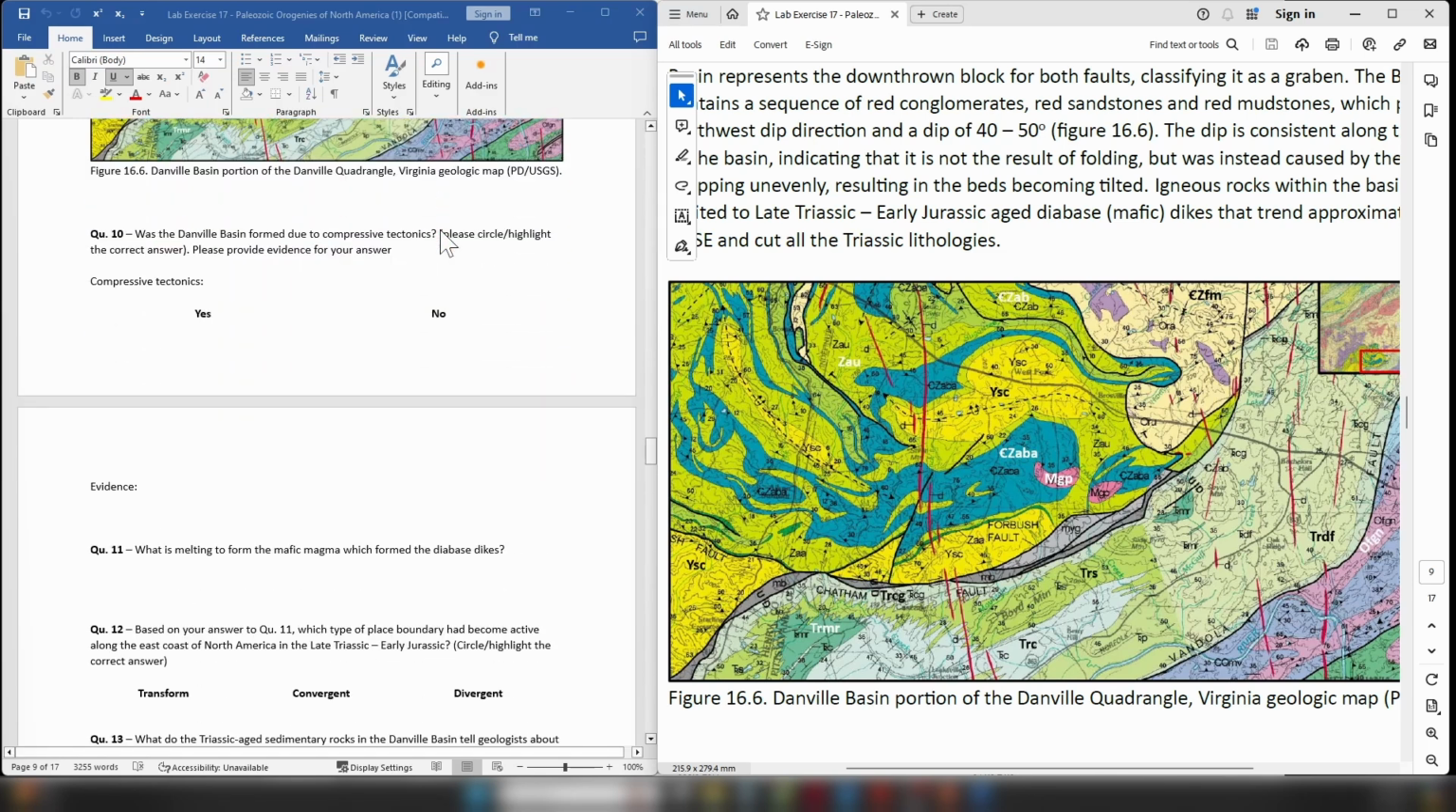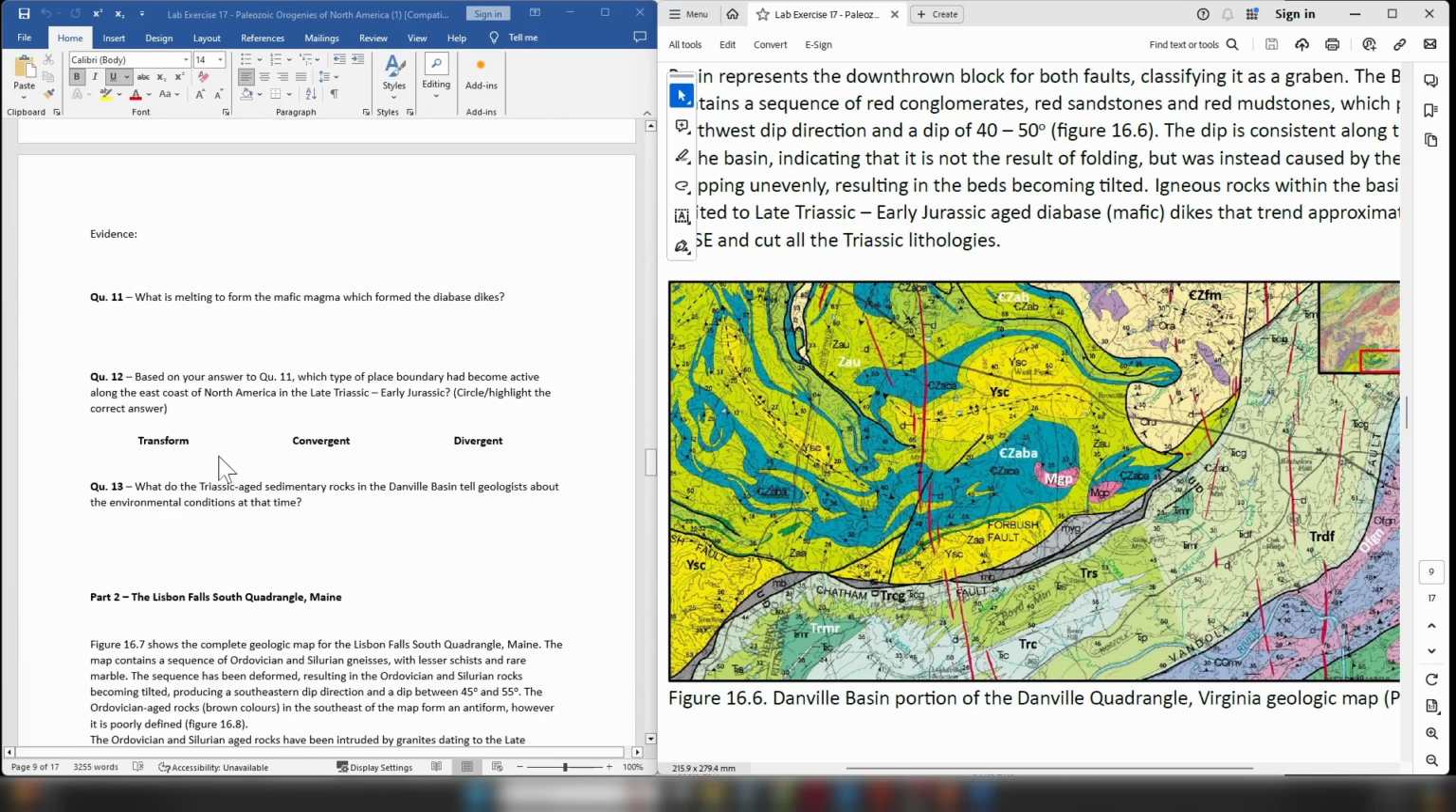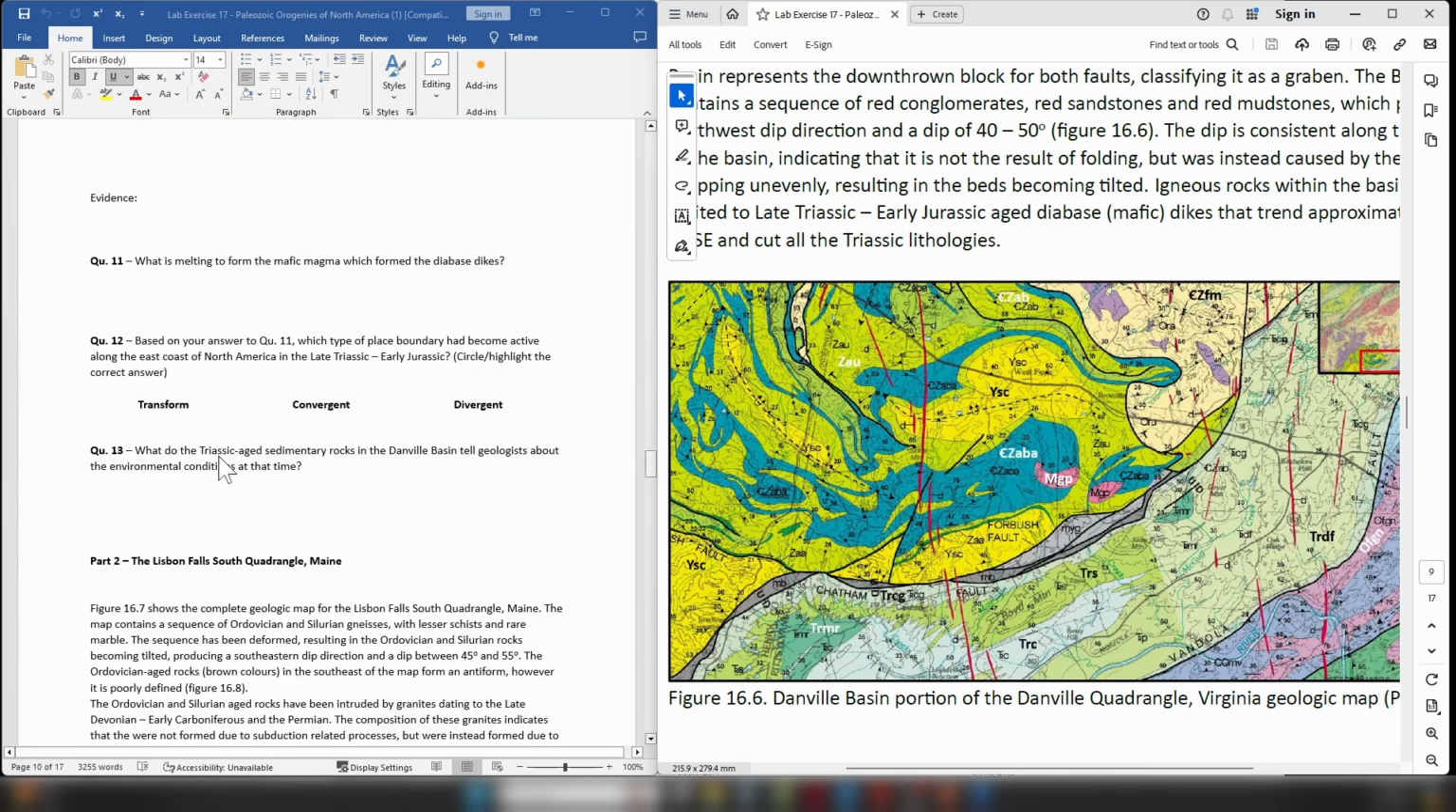So, okay, on to question 10. Was the Danville Basin formed due to compressive tectonics? Yes or no? And what's your evidence for that? I think the explanation I just gave should hopefully give you the evidence for that answer.